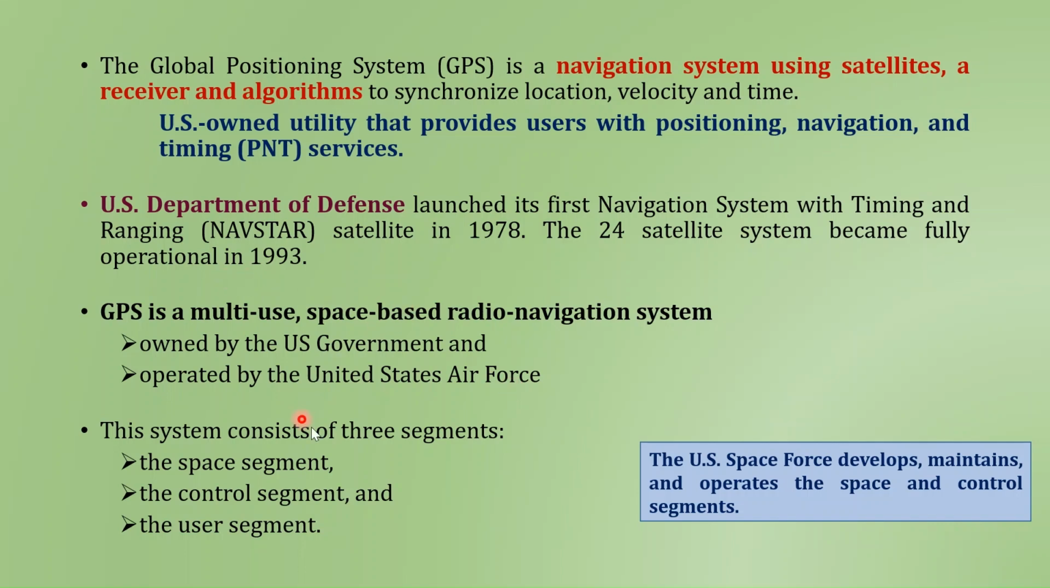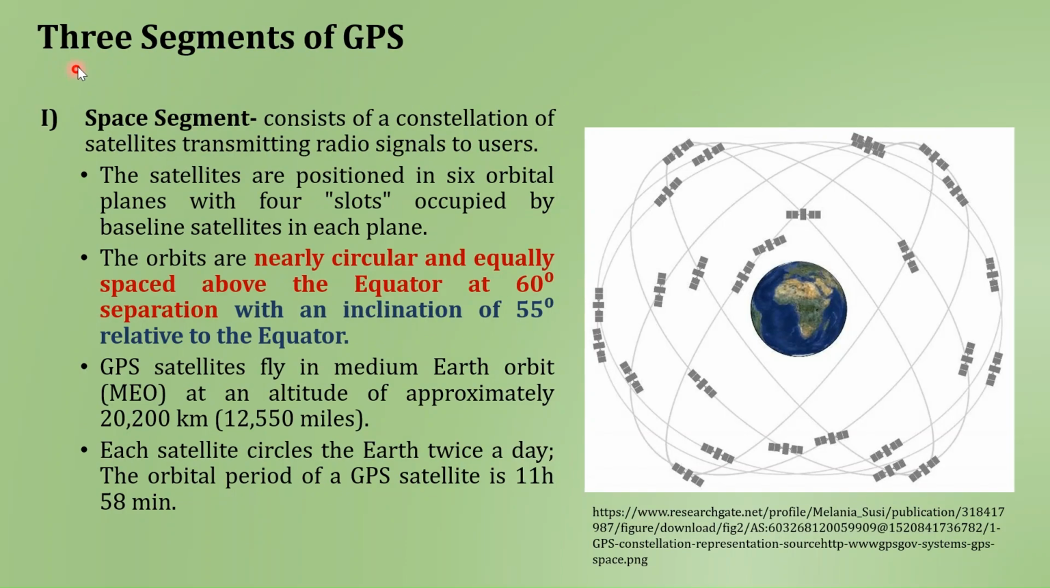And this system consists of three segments: the space segment, the control segment and the user segment. And the US Space Force develops, maintains and operates the space and the control segments. Now we will explore these three segments of the GPS in detail one by one. So the first segment is the space segment, which consists of a constellation of satellites transmitting radio signals to the users.